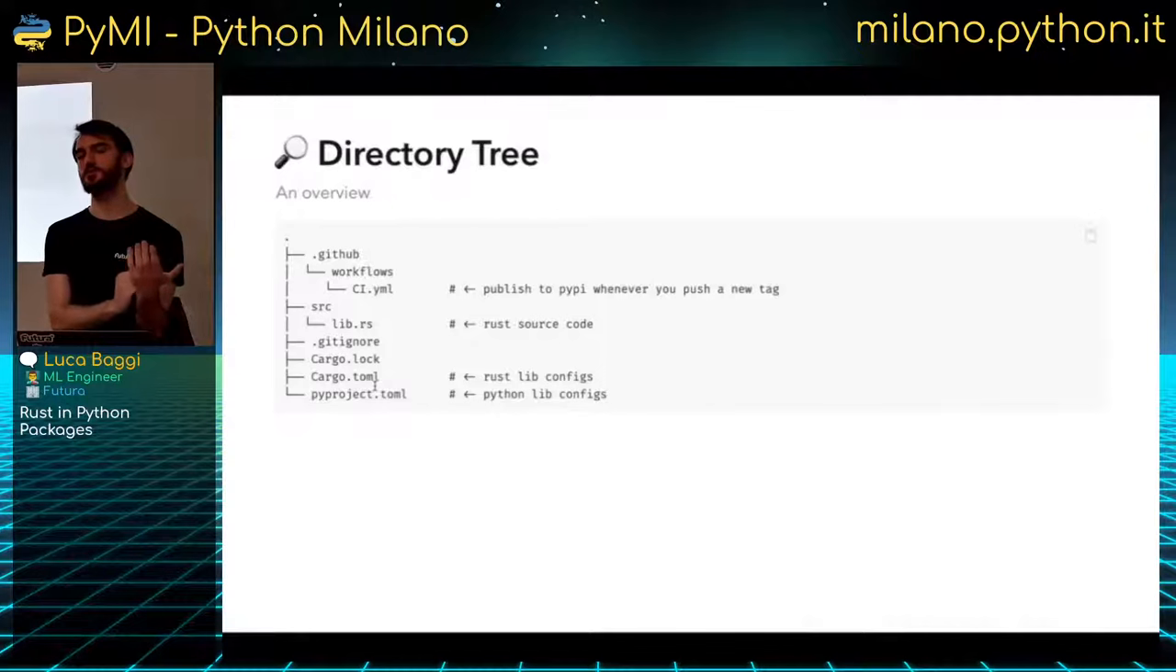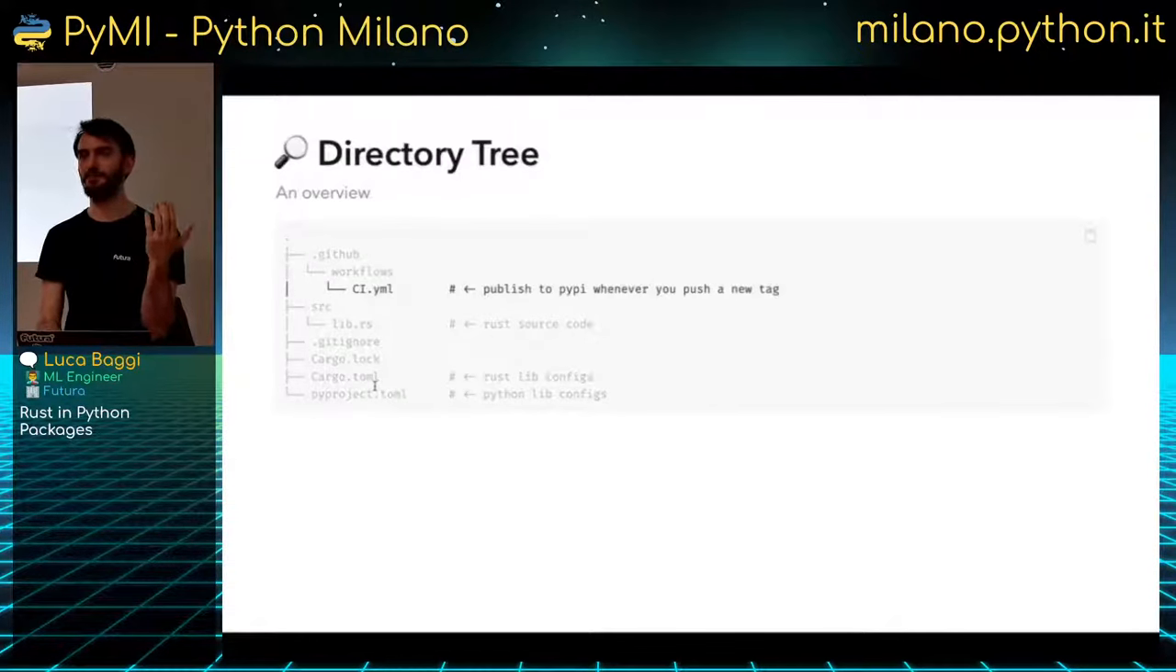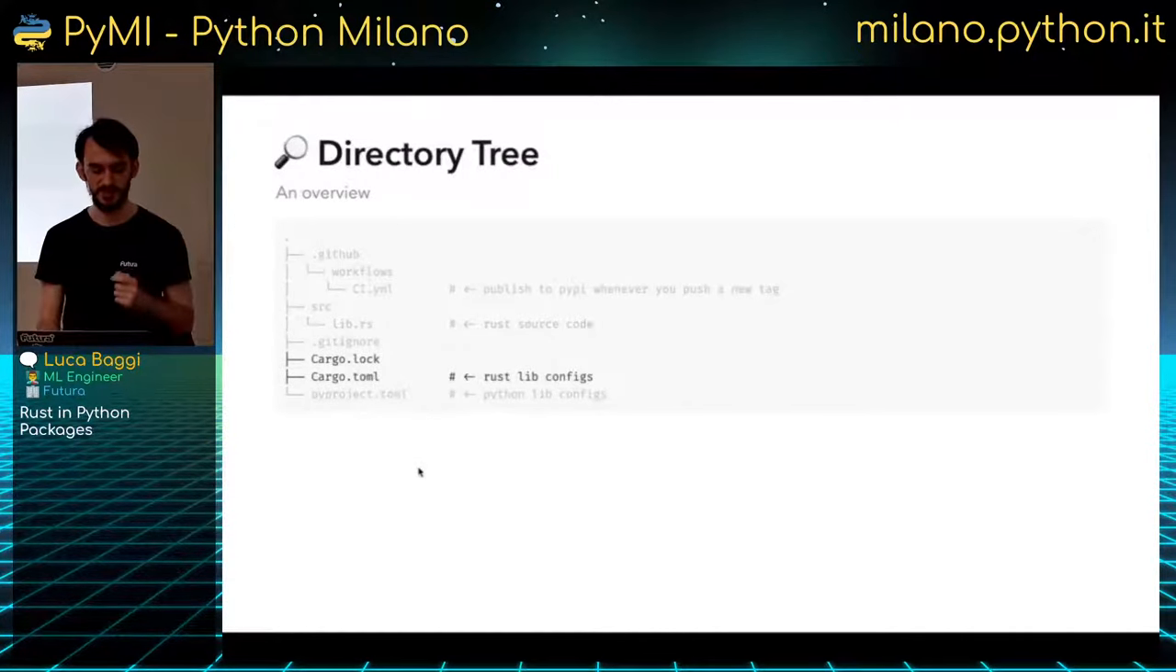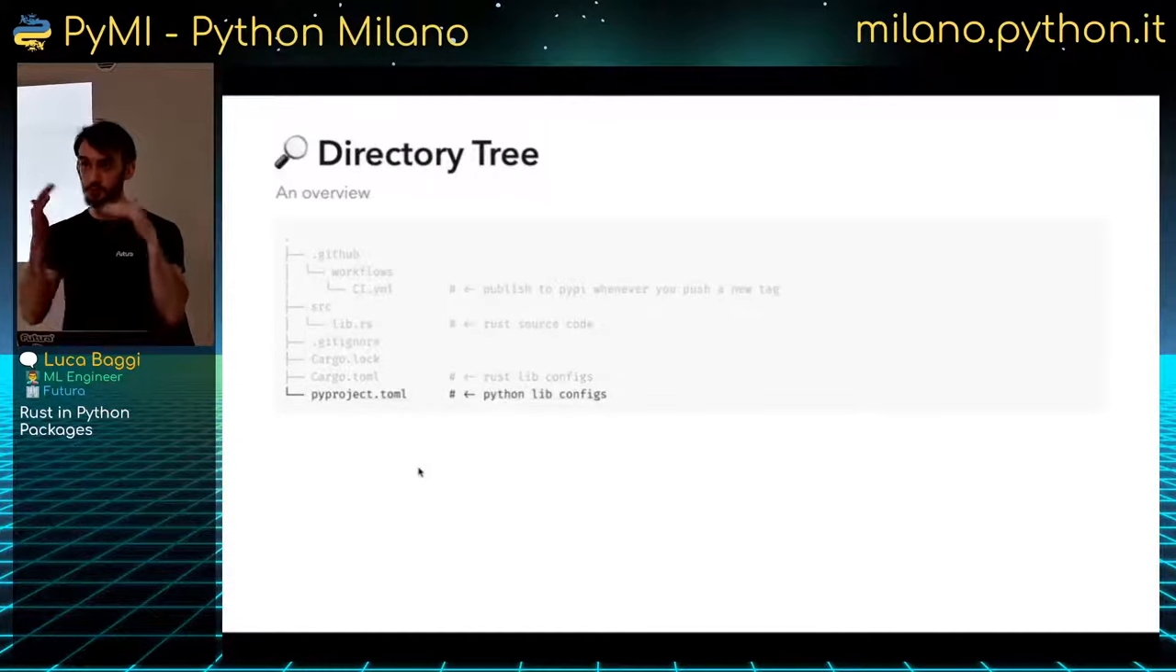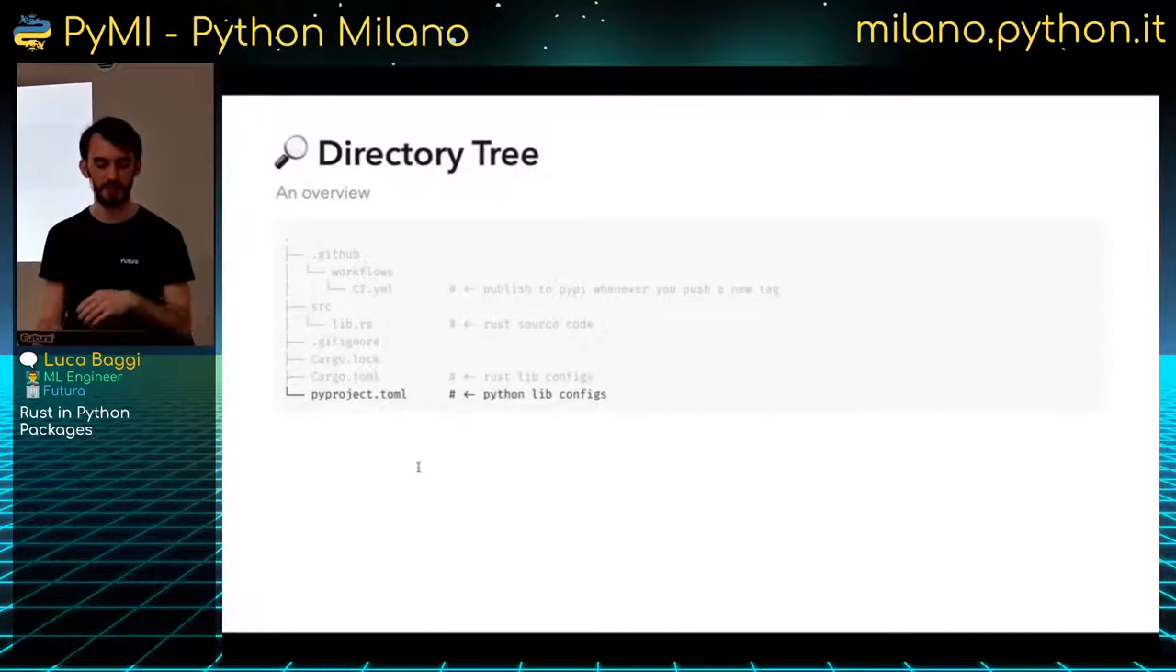And I just wish Python had something like this. You get an automatic CI/CD pipeline, a GitHub action for automatically building and publishing your package to PyPI whenever you push a new tag on your master branch. This is where the Rust source code lives. And these two files are basically the configuration files for Rust. And also you will get the pyproject.toml because, given that you use two languages, you need to configure both the Rust part and the Python part.